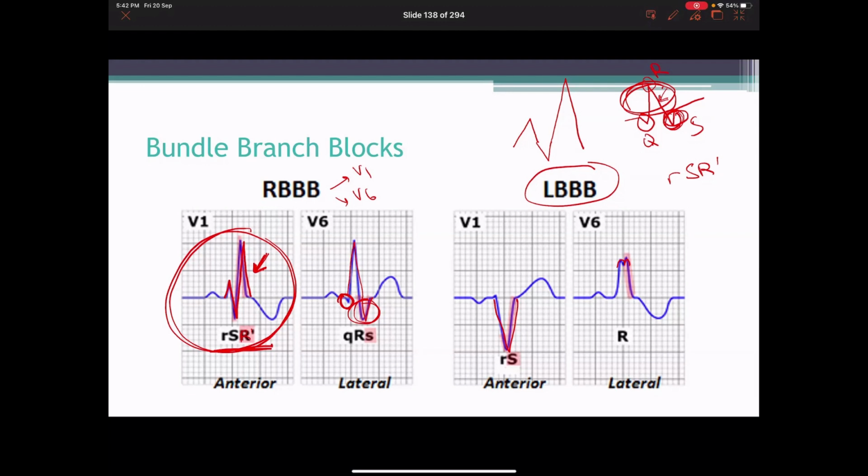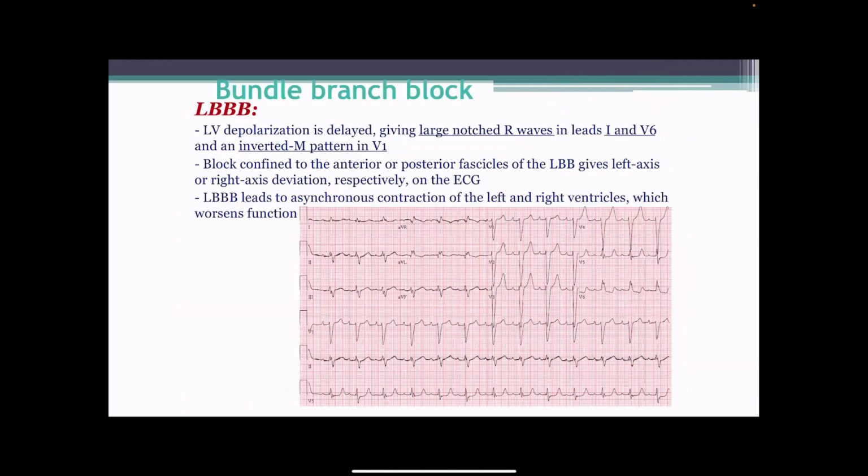So this is mainly just memorizing the criteria. Look at V1 and V6. For the right bundle branch, RSR, QRS. For the left bundle branch, it's RS and R. So inshallah, it will be really easy once you practice it. So here, what are we dealing with here?